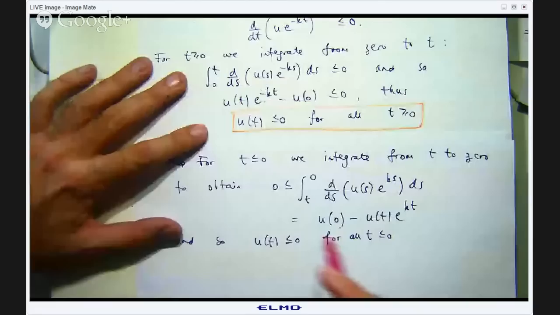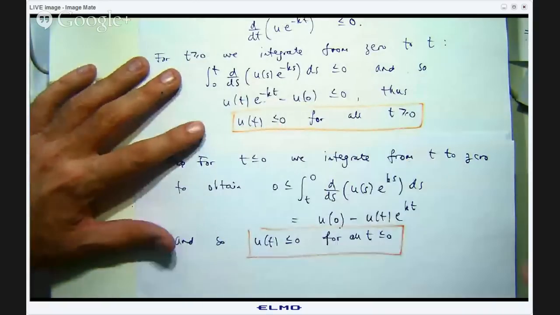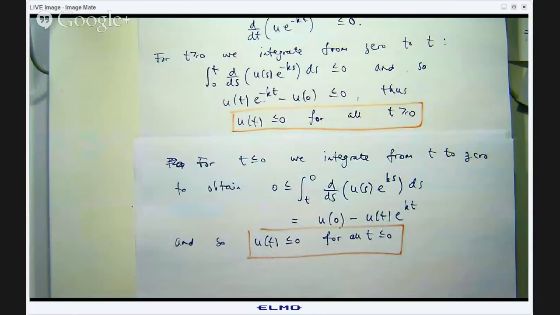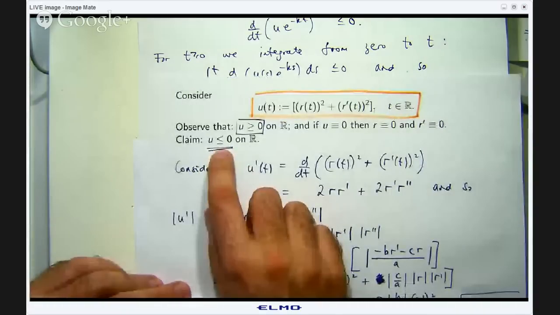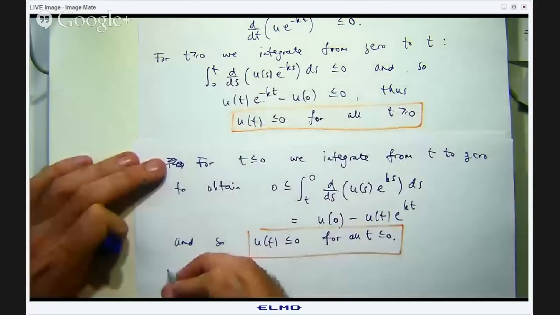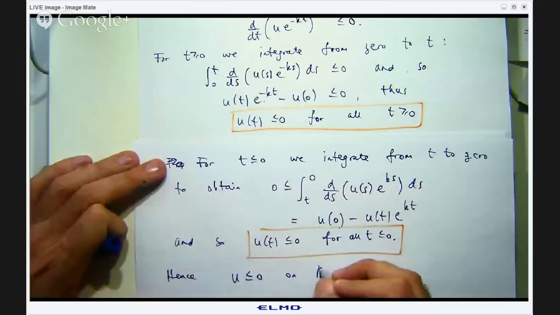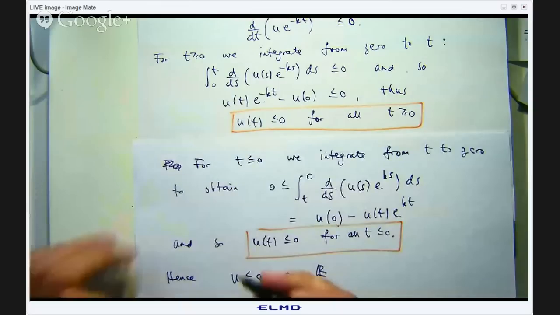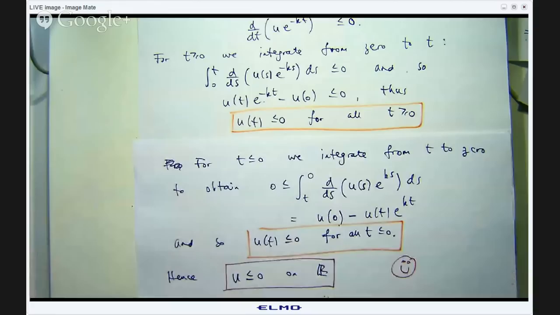So we have shown that u is less than or equal to 0 on the positive real axis. We've shown that u is less than or equal to 0 on the negative real axis. So we've actually fulfilled our claim now. We've shown that u is less than or equal to 0 on the whole real line. Okay, so we spent a lot of time doing that, but we're pretty happy about it.